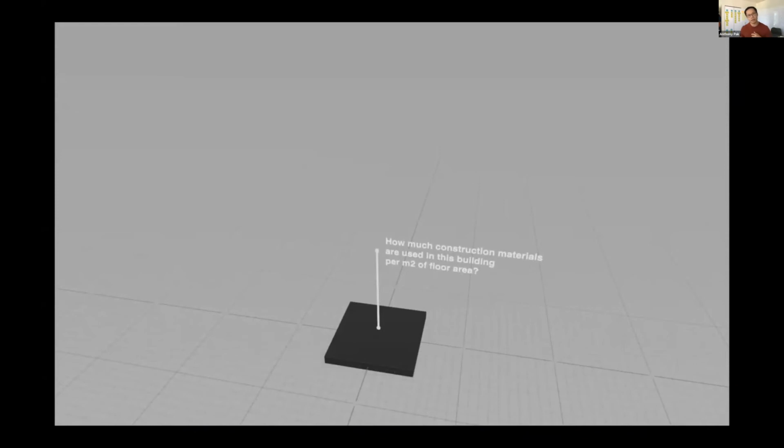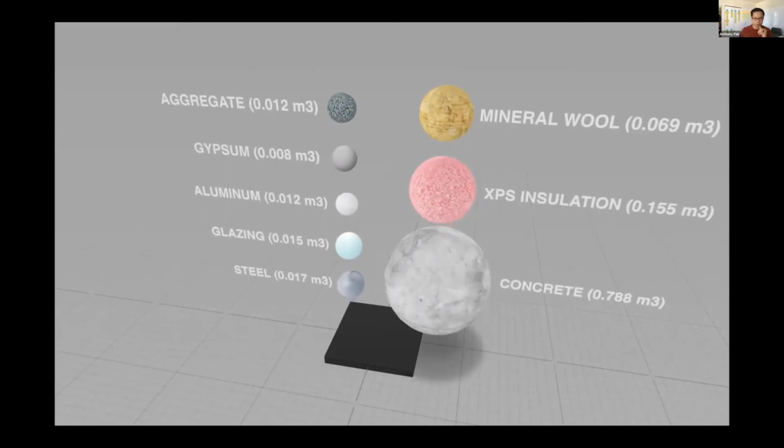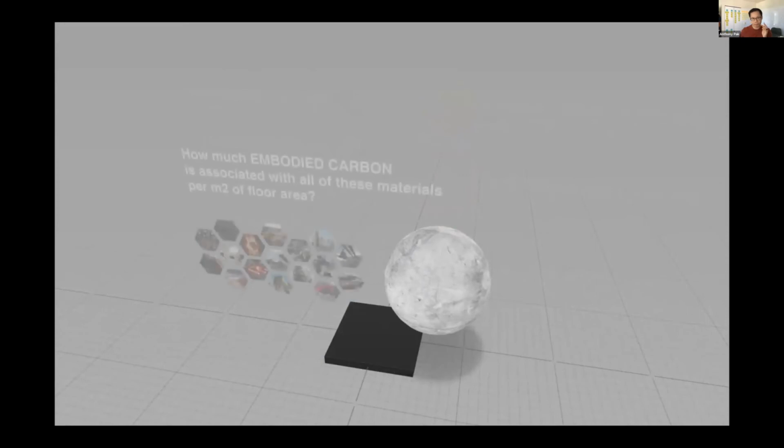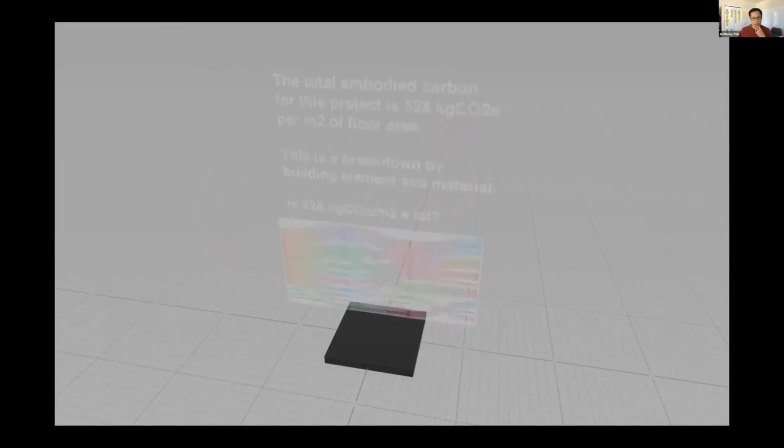the same demo. So again, how much construction material is used just for that 1 meter squared of floor area? This is the quantity. So there's the concrete used in foundations, on floors, on roofs, et cetera, the amount of insulation that's used, the volume of aluminum and glazing, et cetera. Again, we're showing the embodied carbon associated with these materials.